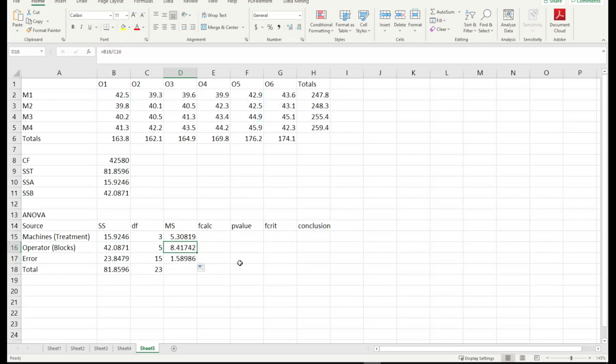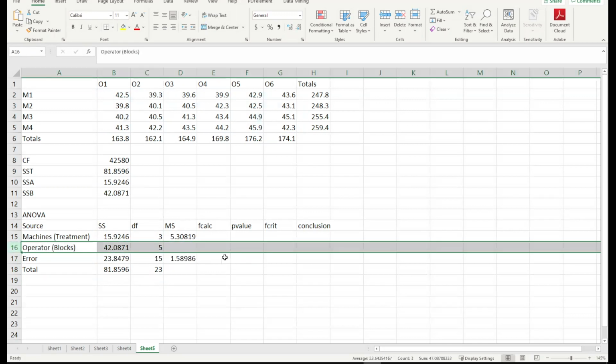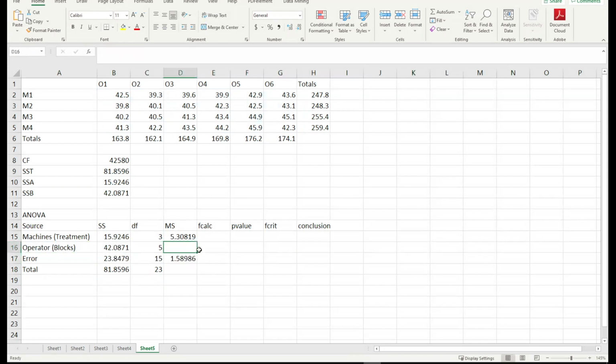And we don't actually count the MS of blocks, no? Because we're not analyzing blocks. Blocks is not a factor. It's just there to reduce variability. So the goal of blocks, again, I'll reiterate this, is just to reduce this value, this 23. So it was 65, now it's 23. That's our only goal. Okay? So now that we're done with blocks, we don't need to compute the MS, and we don't need to compute its F-count either.